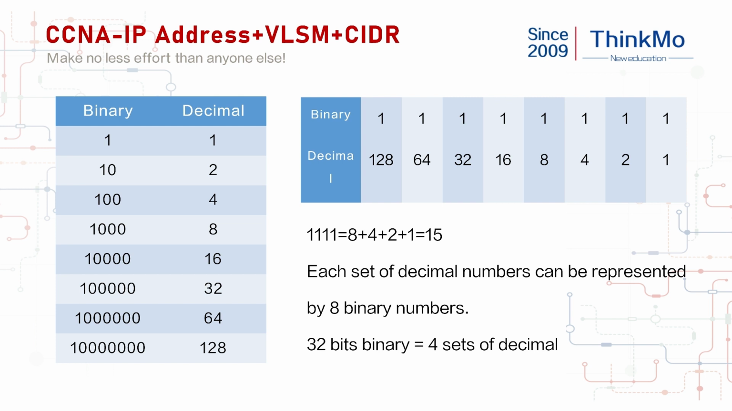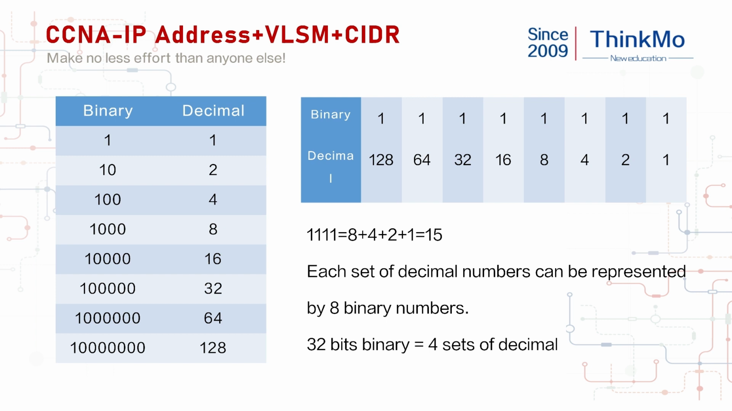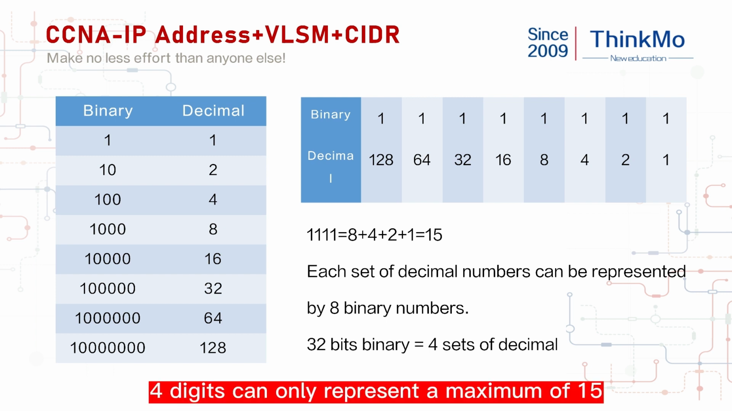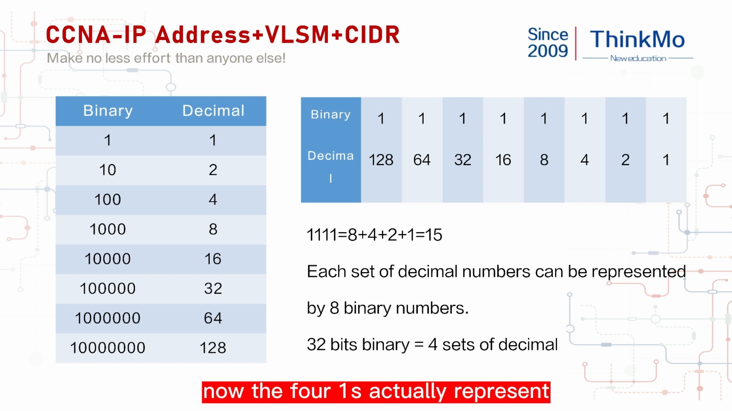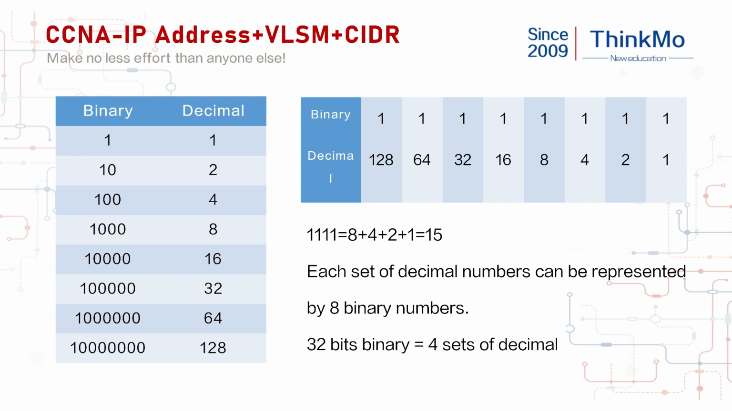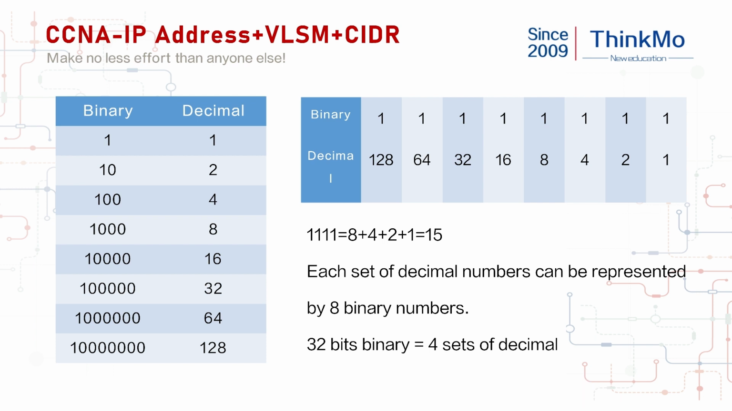So if I now want to express 16, just add 1 to the original. We will find 1 plus 1, 1 plus 1, then carry over, carry again, then it becomes 10000, which represents 16. In fact, this is a conversion between the bases. 4 digits can only represent a maximum of 15. Then if I want to express 16, I can only go 1 step further. Now the 4 ones actually represent 8 plus 4 plus 2 plus 1. In fact, the maximum it can represent is 15. So to express 16, it must be 10000, which stands for 16. The rest can be pushed according to the rules. Then 100000 represents 32. 1000000 represents 64. 10000000 represents 128.